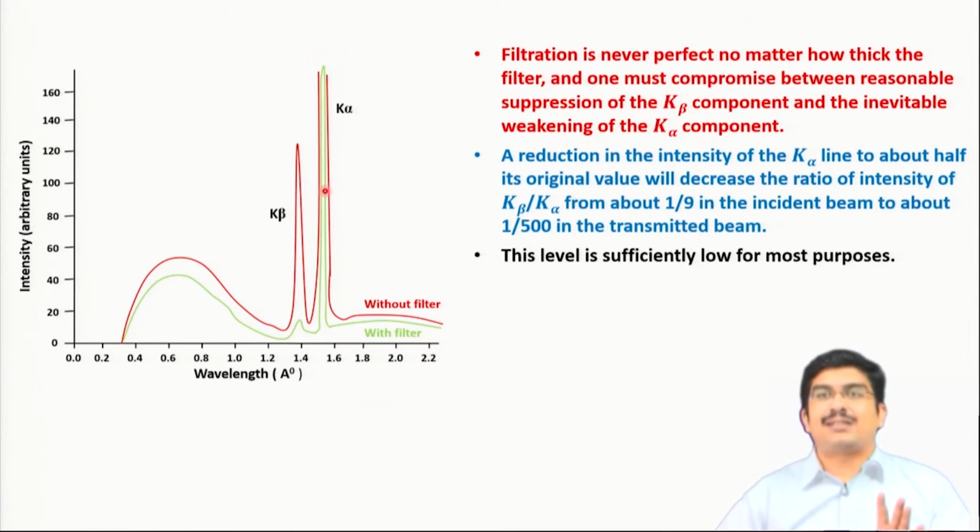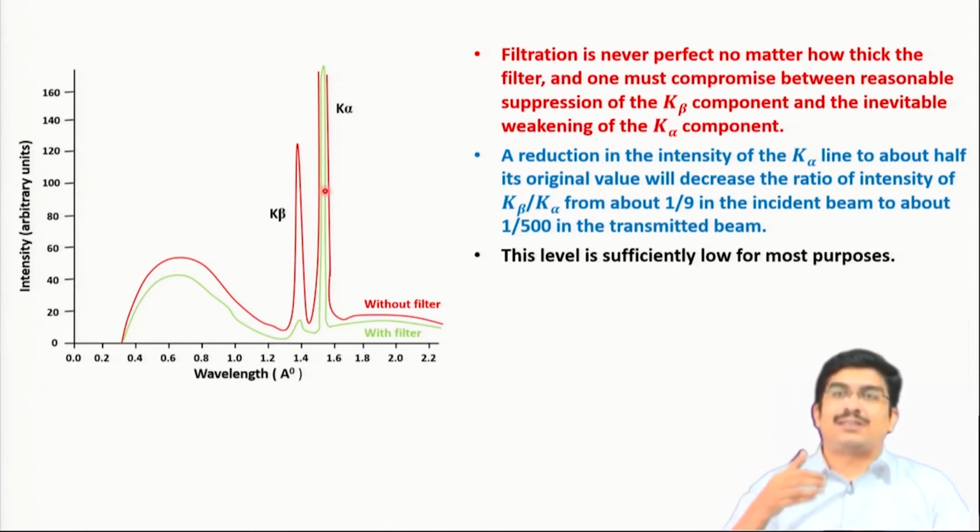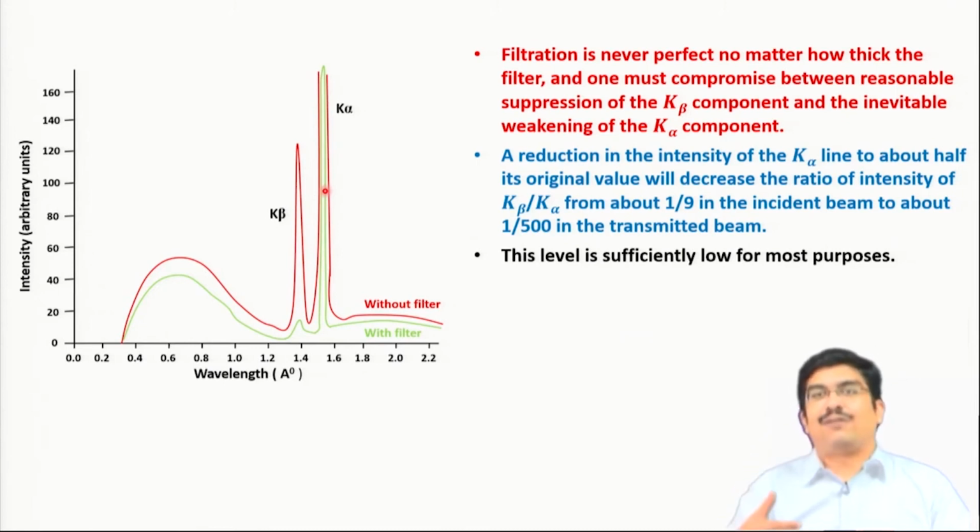But the point is, if you start with sufficient intensity for K alpha, then even after the filtering the K alpha intensity will still be there. You have to make sure there is a sufficient amount of K alpha intensity that remains even after filtering, and to ensure that we start with a very high intensity of this K alpha line. This 1:500 level is generally what is recommended for any kind of diffraction experiment.